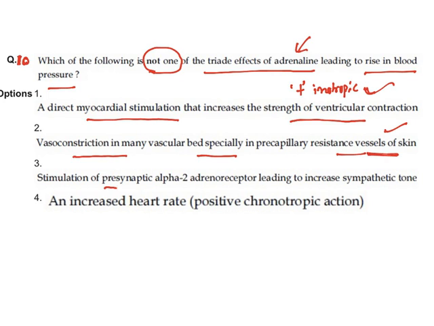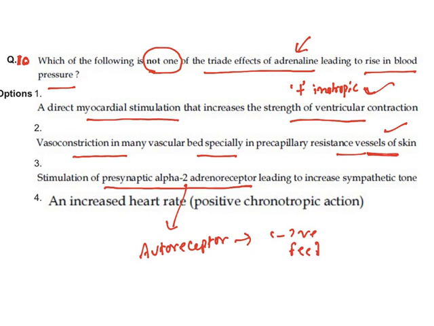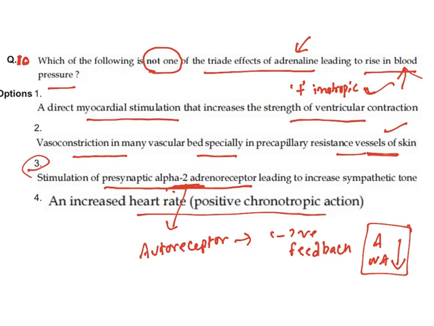Next, stimulation of presynaptic alpha-2 adrenoreceptor. These are autoreceptors. And what do these autoreceptors do? They cause negative feedback inhibition. Because of this negative feedback inhibition, adrenaline and noradrenaline levels are reduced, and this will not cause an increase in blood pressure. So this is not one of the effects which will increase the blood pressure. What is the last one? Increased heart rate, positive chronotropy. True. It has got positive inotropy, it has got positive chronotropy, and blood vessel constriction is there. But which one is not true? The presynaptic alpha-2 adrenoreceptor stimulation.